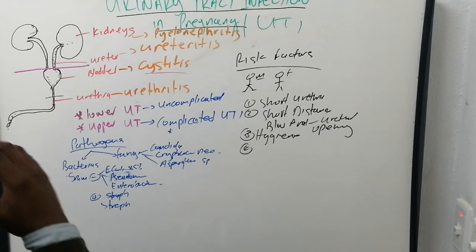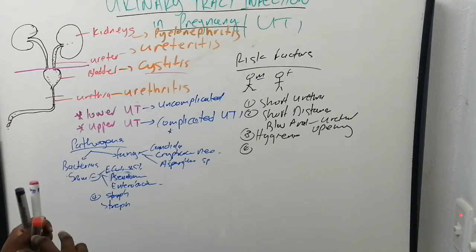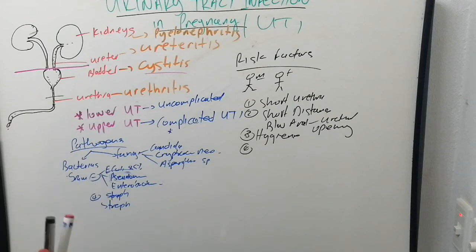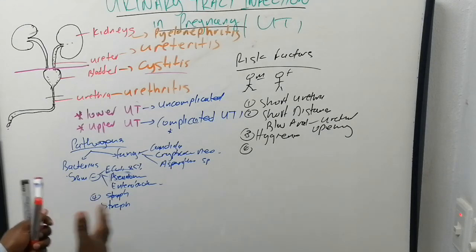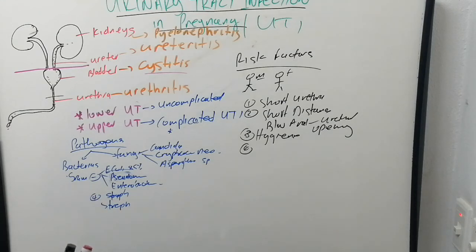So the anatomy of the female puts them at risk of getting UTIs. That's why a male hardly gets a UTI. When a male gets a UTI, there's usually a more serious problem that you need to address. So diagnosing a male as having UTI is questionable. There's a reason why they've got a UTI, because anatomically they are protected. But we are going to talk about UTI in males in another video, right?